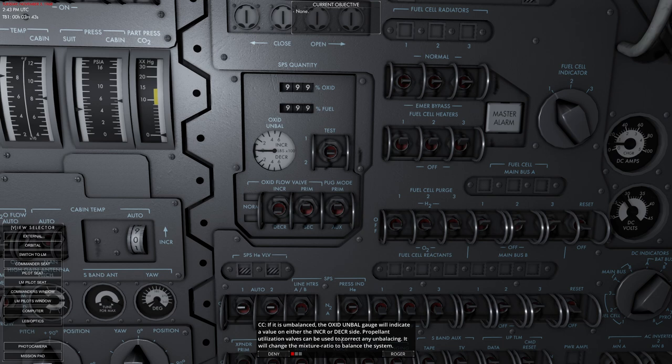Propellant utilization valves can be used to correct any unbalancing. It will change the mixture ratio of the balance. Interesting, so we can change the thrust dynamically. Again, the SPS system is restartable and is the primary source of thrust.